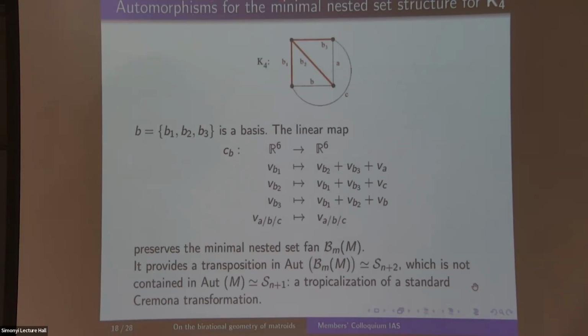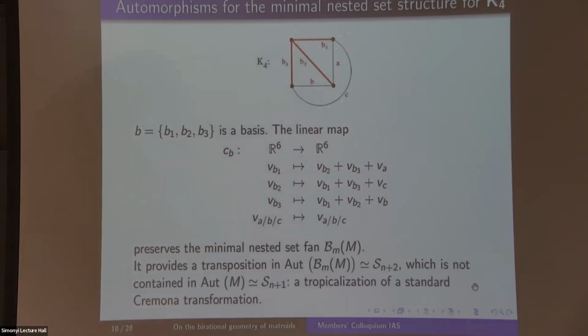Okay, and now we define the following automorphism for the minimal nested set structure of this K4. We look at the spaces. The Bergman fan of K4 lives in the quotient of this space by some line given by the all-ones vector. And I define a very simple linear map here, mapping B1 to the indicator of the flat B2, A, B3. B2 goes to the indicator of the flat B1, C, B3, and B3 goes to the indicator of the flat B1, B2. And A, B, C stay the same.